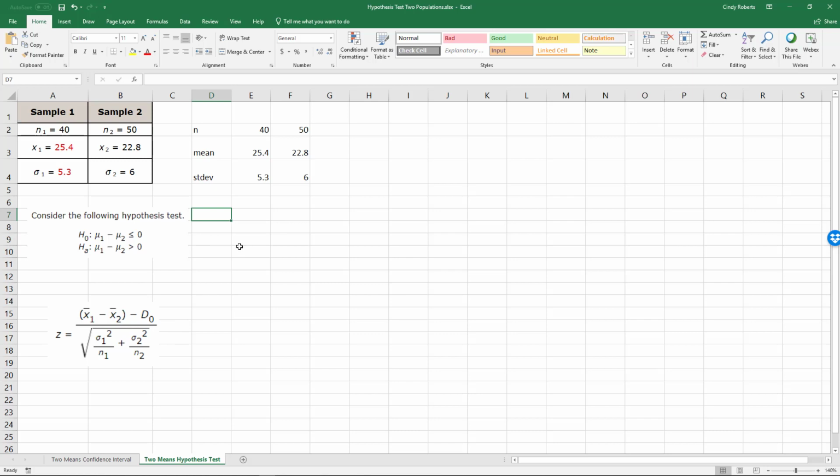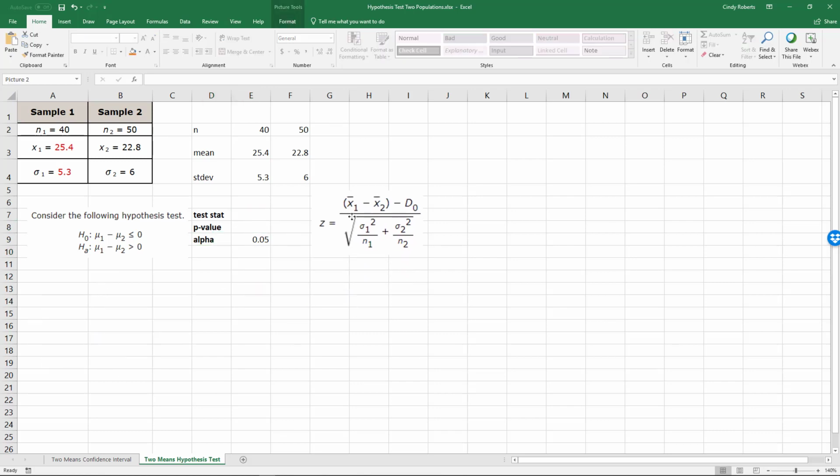So what we want to do is find our test statistic, and then from that we can find a p-value to see if we compare with an alpha, and let's just say of 0.05, to see if we would reject or fail to reject this test. So you can see here is the formula to find the test statistic. Just be careful with parentheses.